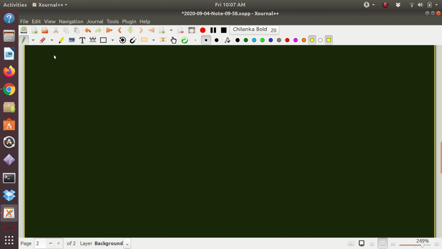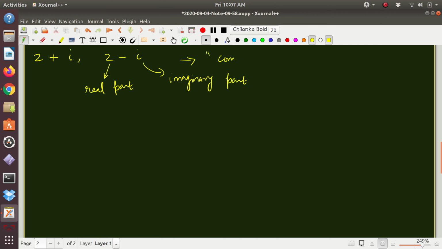Okay, now when you have 2 plus i or 2 minus i, you have two parts to this number. This part is called the real part of this number, and this part is called the imaginary part. The part containing i is called the imaginary part, and the total number is called a complex number, just to differentiate it from the idea of a real number.